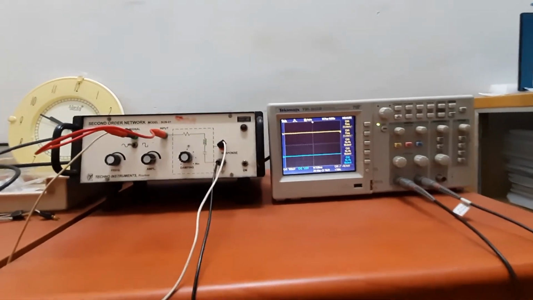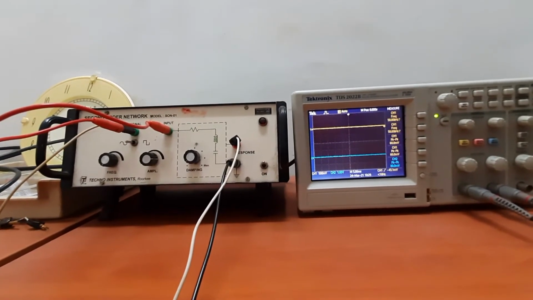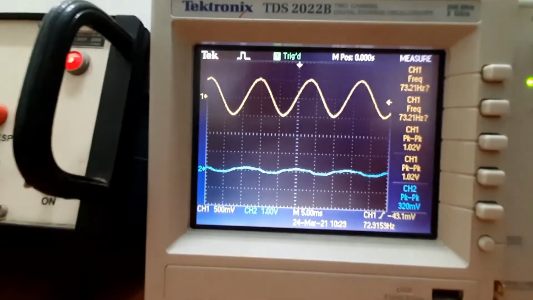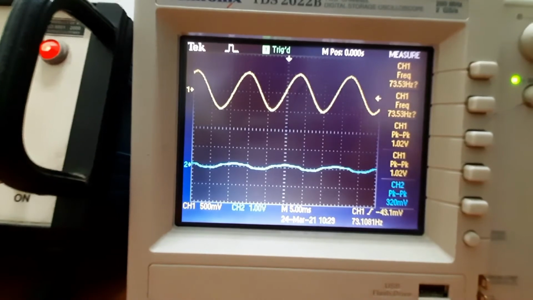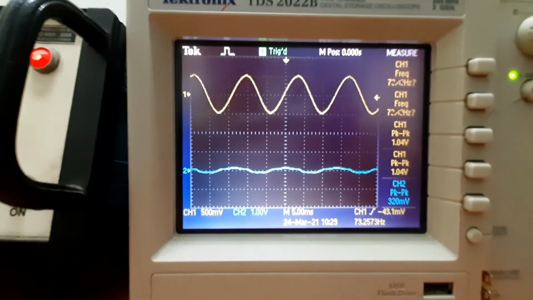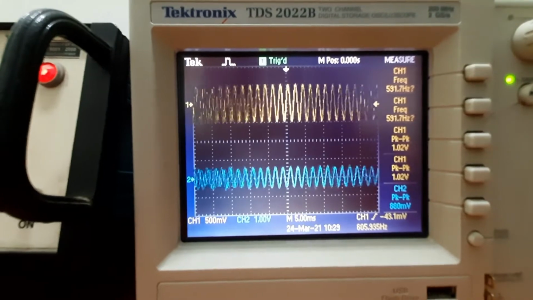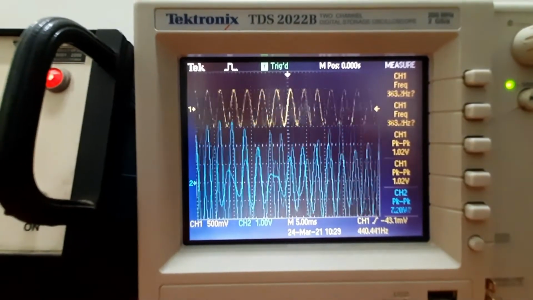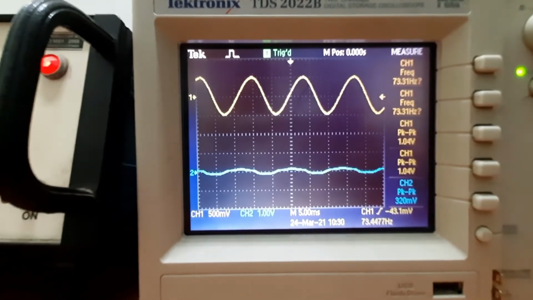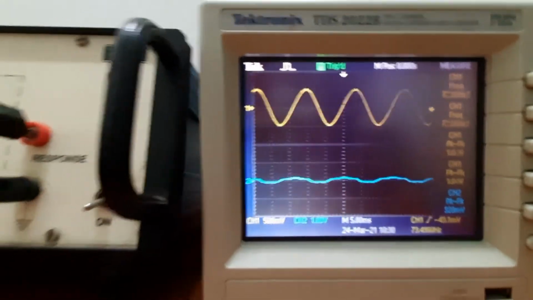Next is for frequency response. So in this case also we have to keep the input at 1 volt. Here we can see we have already adjusted the input at 1 volt peak to peak. In this case we have to change the frequency from 0 to its maximum and note down the frequency and the output voltage. And we have to do this with different damping settings.